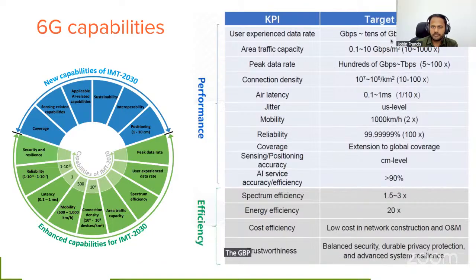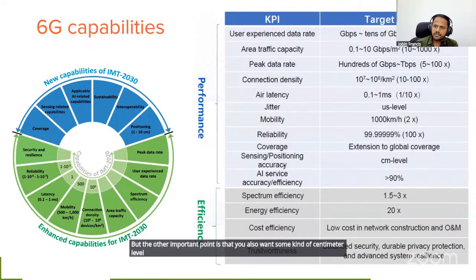Gbps to tens of Gbps, right? So that's like a factor of 10 improvement, right? But the other important point is that you also want some kind of centimeter level positioning accuracy. So the network should be able to locate you to some centimeter level accuracy, right?